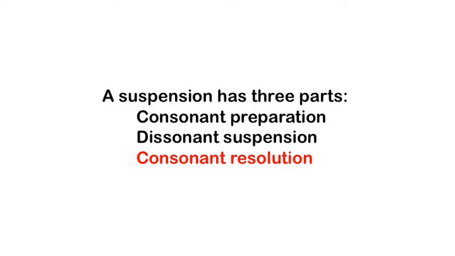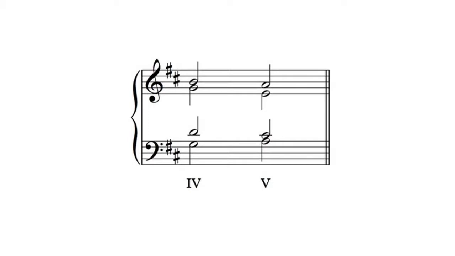So let's see how this works in operation. So let's start with a very basic progression. We're in the key of D major, and I'm going to be moving from a subdominant, a 4 chord, to a dominant, a 5 chord. And without any non-chord tones stuck in, that sounds like this.